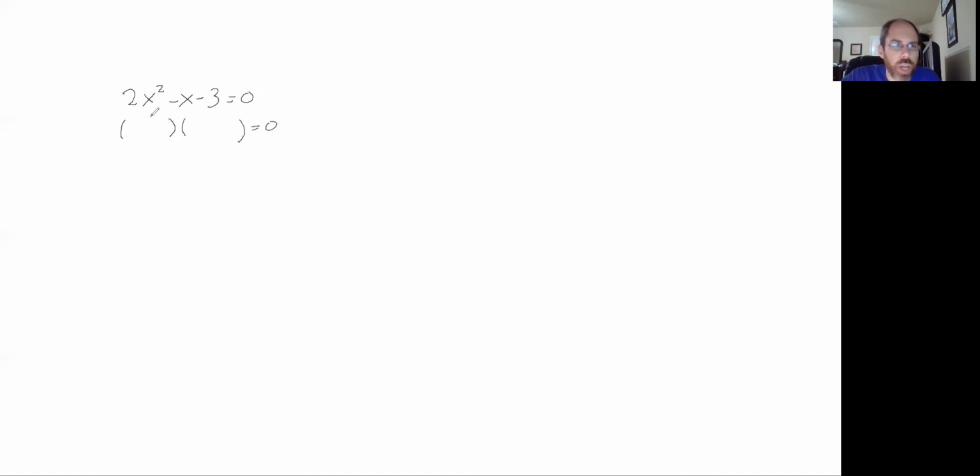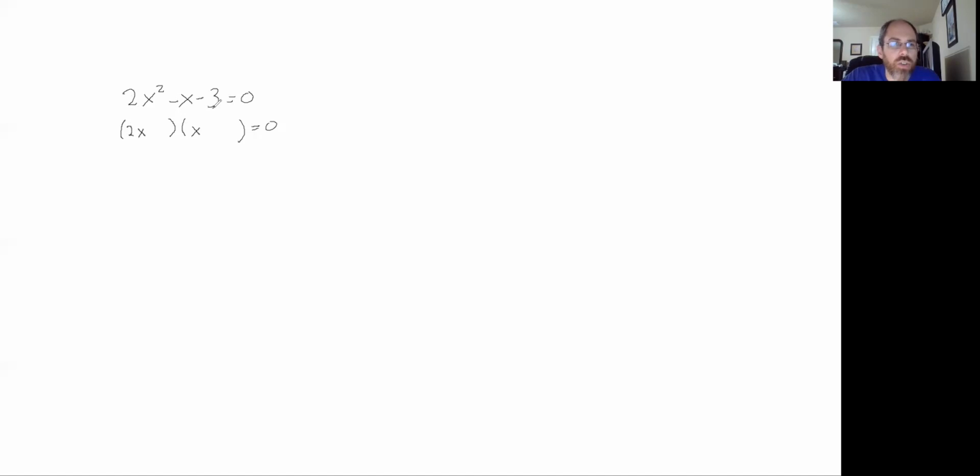Since I have a 2x squared, I need two first terms that would multiply together to give me 2x squared. The x squared means that I have an x in each location right here. And 2 times what can give me 2? The only answer to that is to put a 2 here and a 1 here. I don't even need to write the 1, it's just understood. 2 times 1 is definitely going to give me 2.